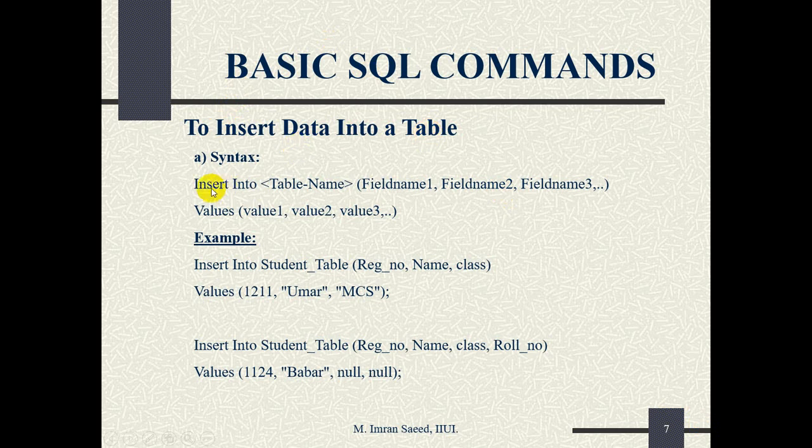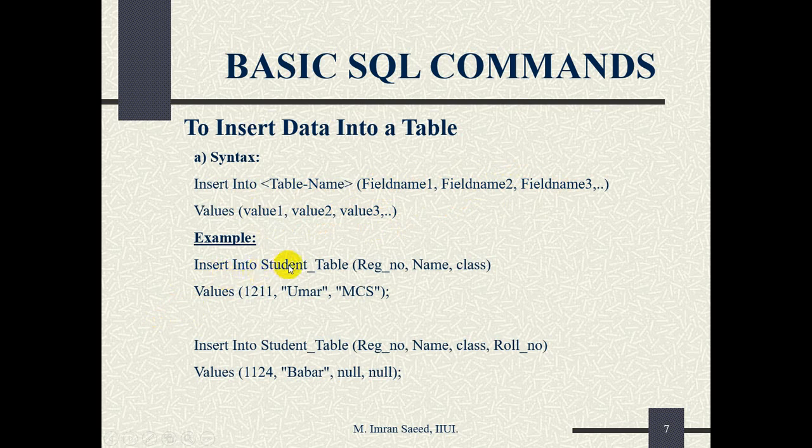So the syntax is insert into, then the table name, starting bracket, then field 1, field 2, field 3 of the table, then the closing bracket, and then the reserved word values, and then for field name 1, value 1, for field name 2, value 2, for field name 3, value 3. So when I write this command, these fields must be equal to these values, otherwise it will give me an error.